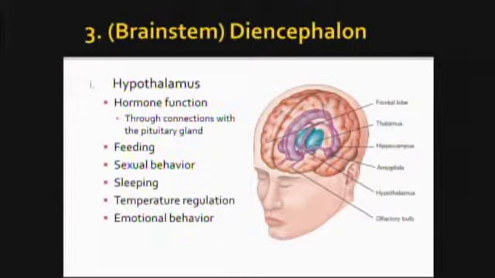Sexual behavior is also mediated by the hypothalamus. Sleeping, temperature regulation, and emotional behavior. So you can imagine that this very small region of the brain does a lot of things. So it would be very bad to have damage to parts of the hypothalamus. And in fact, on the lectures on sexual behavior, feeding and eating and sleeping, I'll talk about sometimes what happens when you have damage to regions of the hypothalamus.